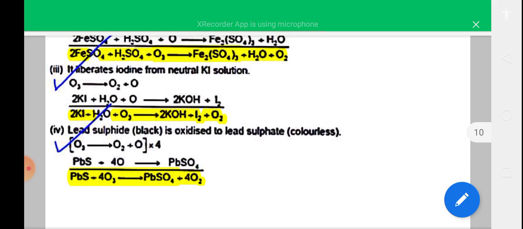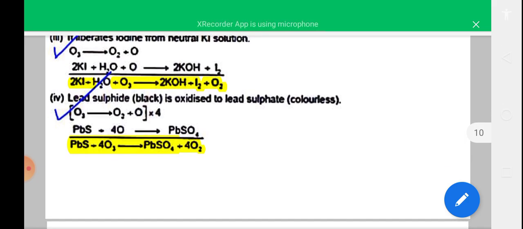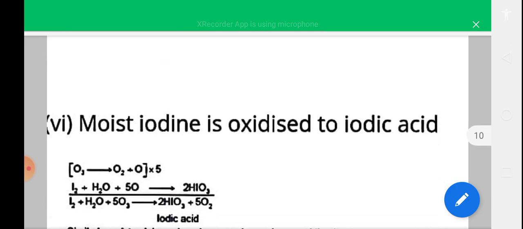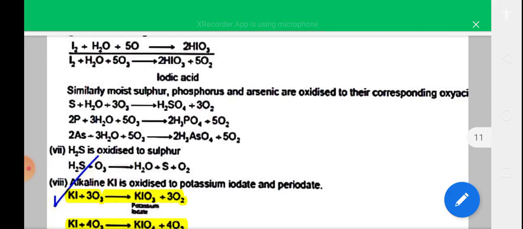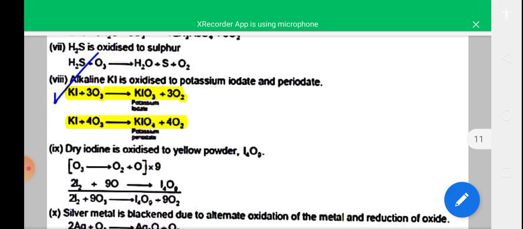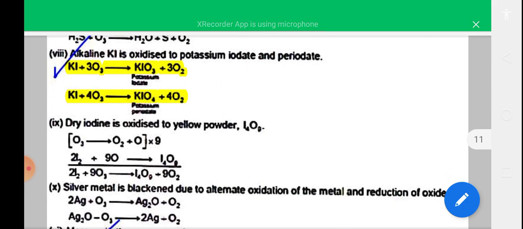And the reaction of ozone with PbS is given in the syllabus. Lead sulfide, which is black, is oxidized to lead sulfate, which is colorless. The reaction is PbS plus 4O3 gives PbSO4 plus 4O2. And moist iodine is oxidized to iodic acid. The reaction between KI and O3 is given here: KI reacts with ozone to give KIO3 and 3O2. Similarly, KI reacts with 4O3 to give KIO4 plus 4O2.